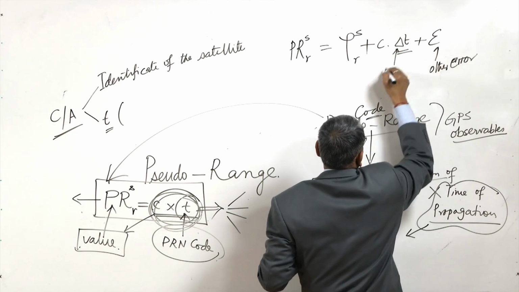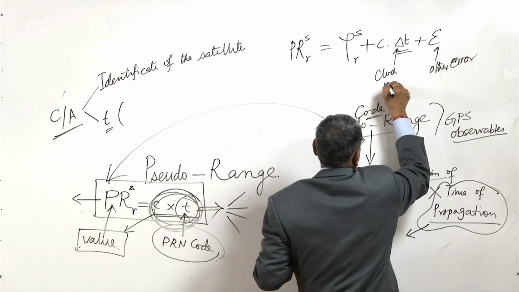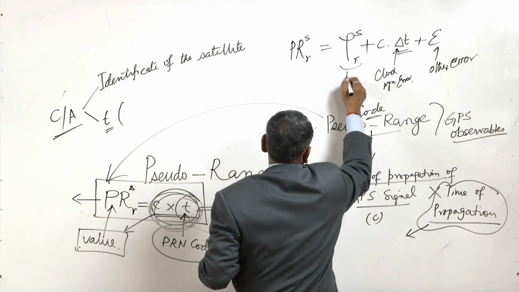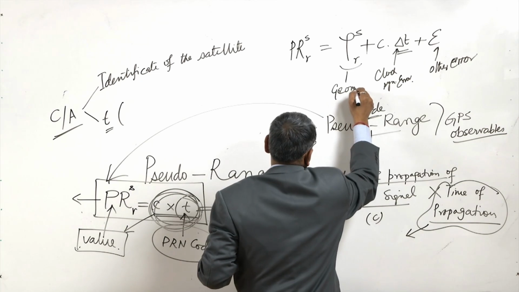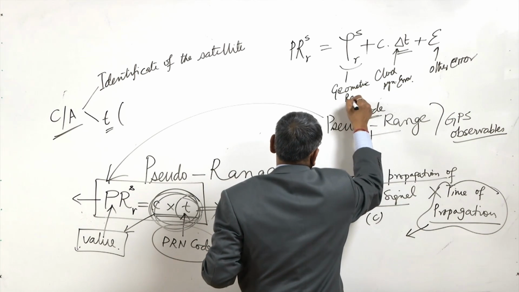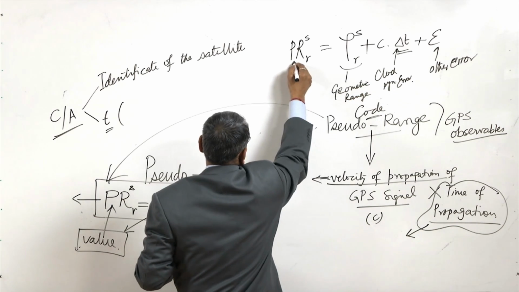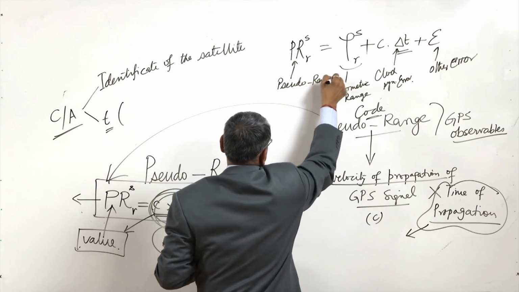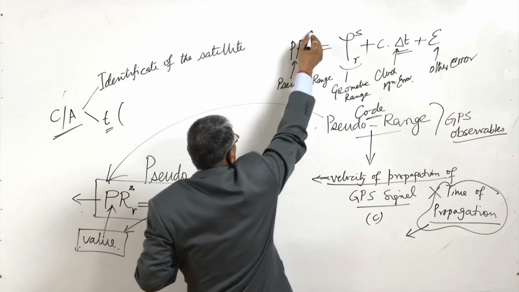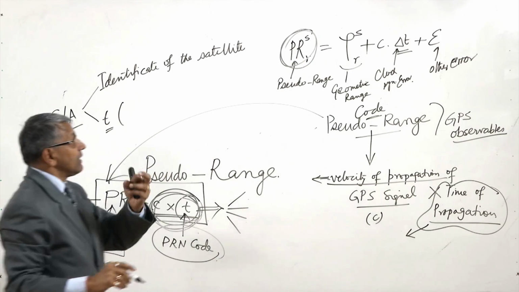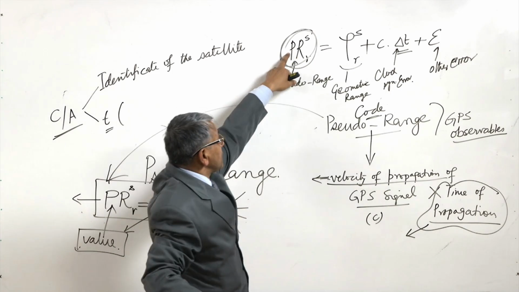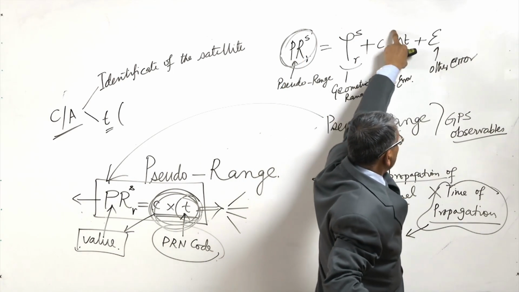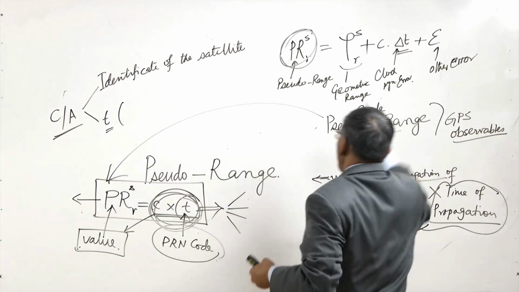This is the clock synchronization error, and this is the geometric range, and this is your pseudo range. So we get a single value which represents this one, and that value consists of this part, this part, this part. So, this is what we should remember.